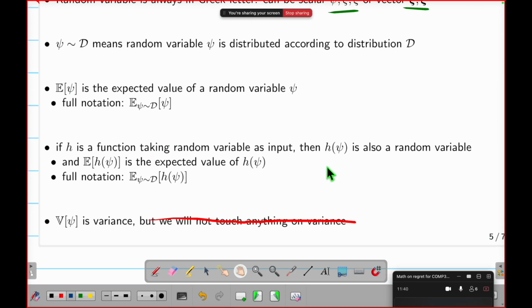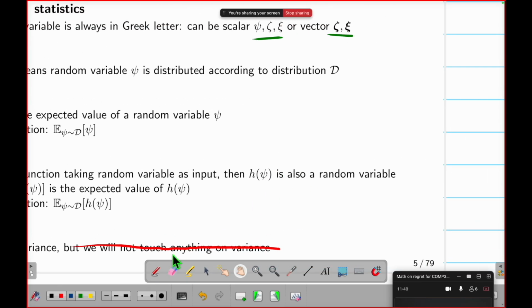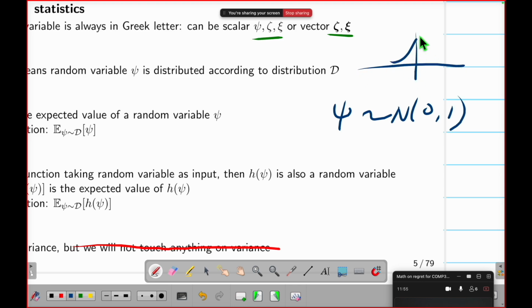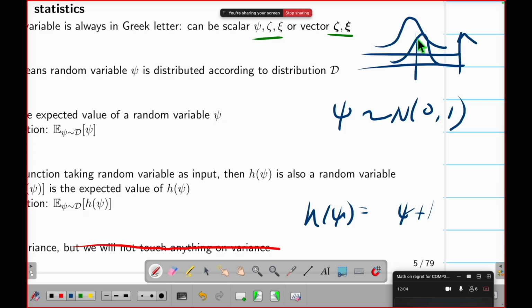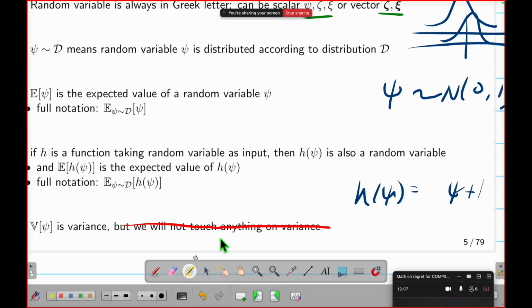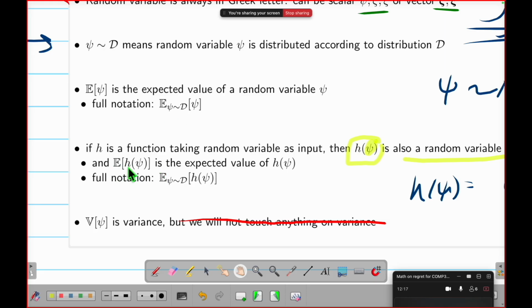Now another thing. Suppose I have a random variable phi, and h is a function taking the random variable, so this is also a random variable. For example, suppose this is a normal distribution (0, 1), something like this. Then suppose I have a function of this, just this plus 1. Then I basically move this one unit upward. It's still a random variable. So if this is a random variable, then doing something on a random variable still gives a random variable. Therefore, E of h of phi is also a random variable. Similarly, we can write the full expression, but I'm lazy, so I don't write that.